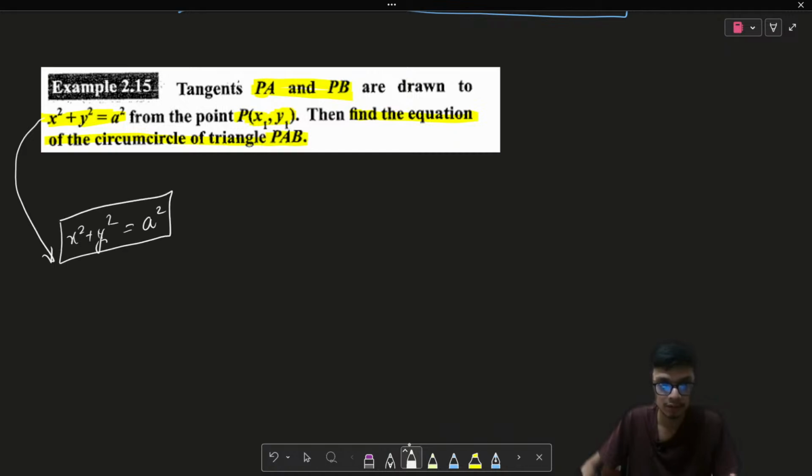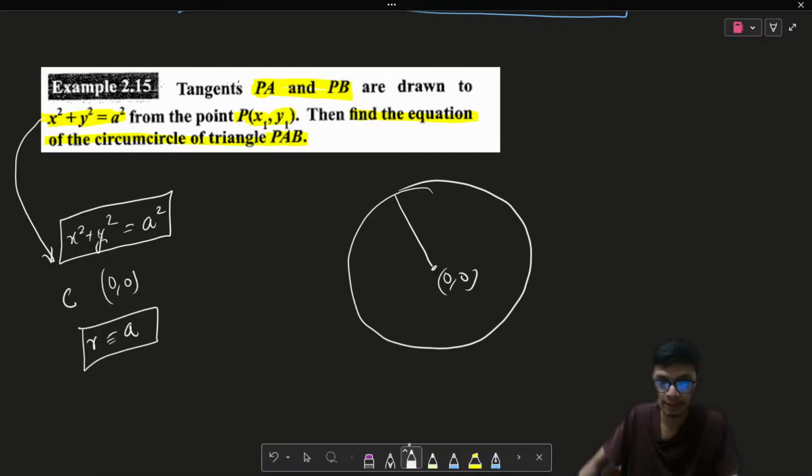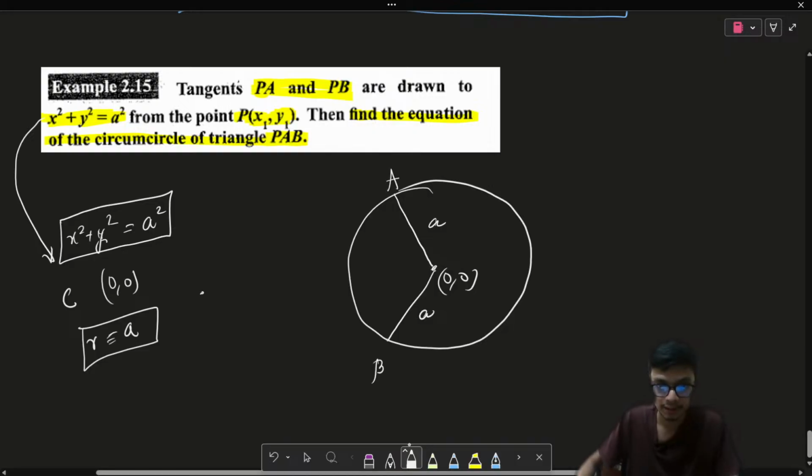This is nothing but an equation of a circle with center 0 comma 0 and radius equal to a, right? So if I try to draw that, let us say this is my circle with center at 0 comma 0 and radius a, and let us say these are point A and point B. Now let us say this is point P, which is x1 y1.